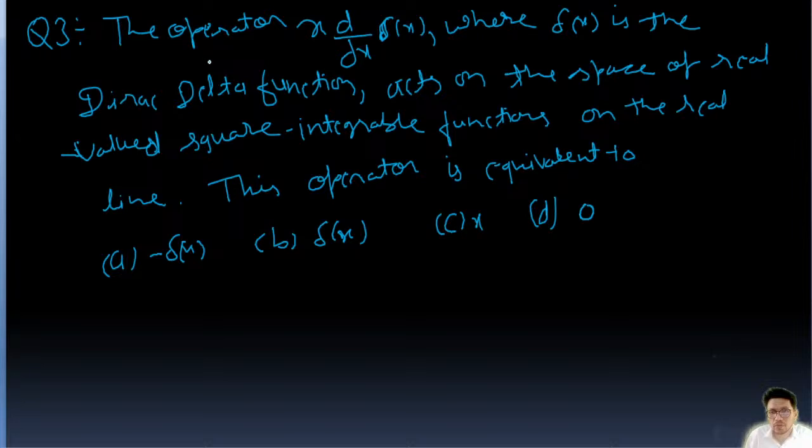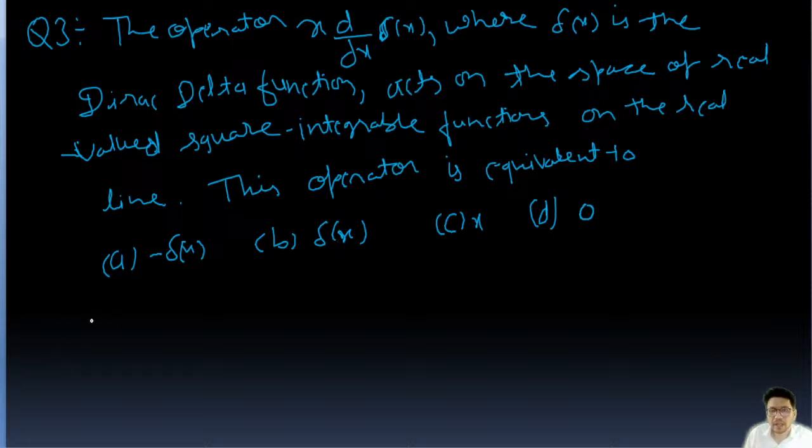So you need to find out, this is the operator where delta(x) is the Dirac delta function, acting on the space of real valued square integrable functions on the real line. This operator is equivalent to. This is a very good question.